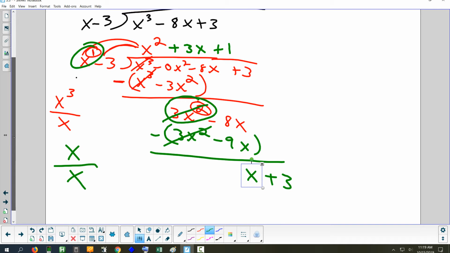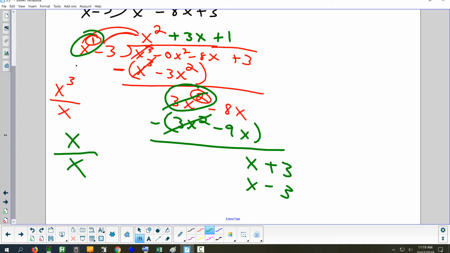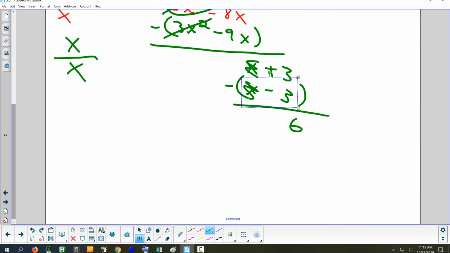So now multiply the 1 back out. 1 times x, and 1 times negative 3. So we multiplied it. And Nikara, what do I do with those columns? You just cancel them. Subtract them. And we're going to see that some of it cancels out, but not all of it. x minus x, that's gone. What's 3 minus minus 3? 6. There's your remainder. Okay.